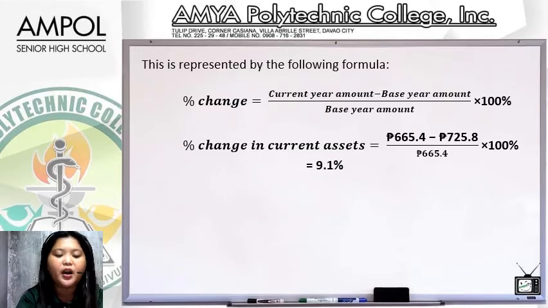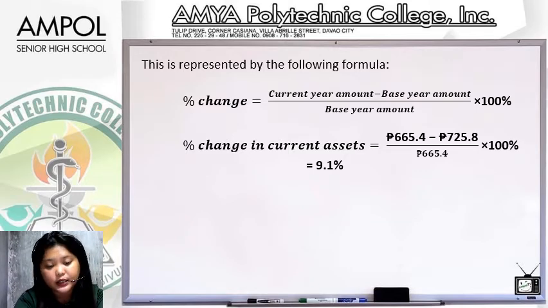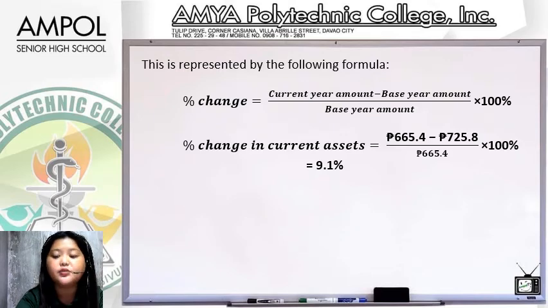So let's check if our answer is correct. That's 725.8 minus 665 pesos and 4 centavos, which is equivalent to 60 pesos and 4 centavos. Then we divide that by 665.4 and multiply it by 100. So our answer there is 9.07, or 9.1%. So that is our percent change in current assets. That is how you are going to solve for it.